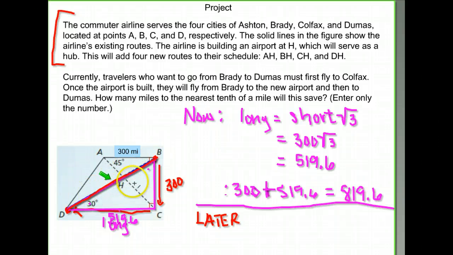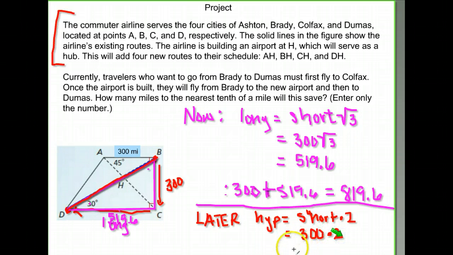So, again, we look at our notes. In a 30, 60, 90, the hypotenuse is equal to what? Good. The short leg times 2. So what would the short leg times 2 be? Okay, so we look, and here's our short leg was 300. We take that times 2, and we get 600 miles.